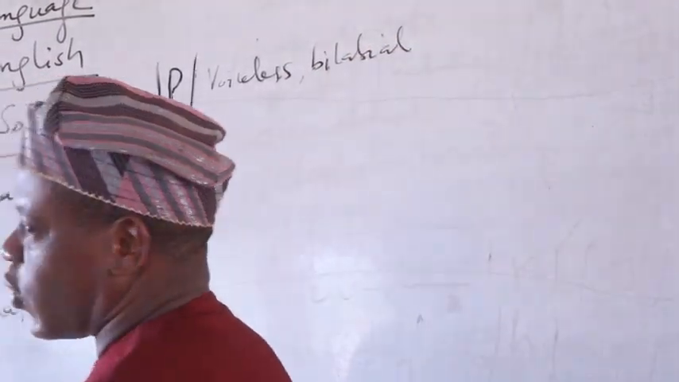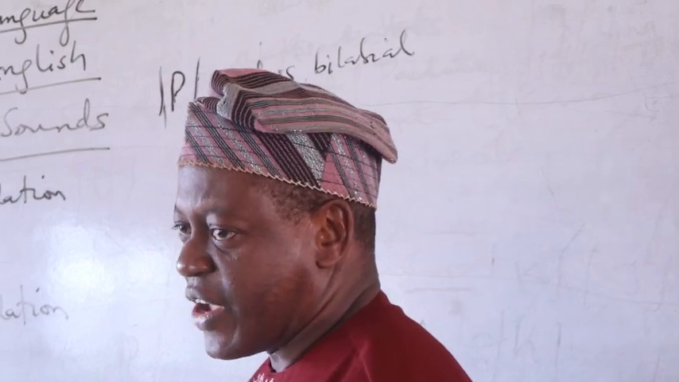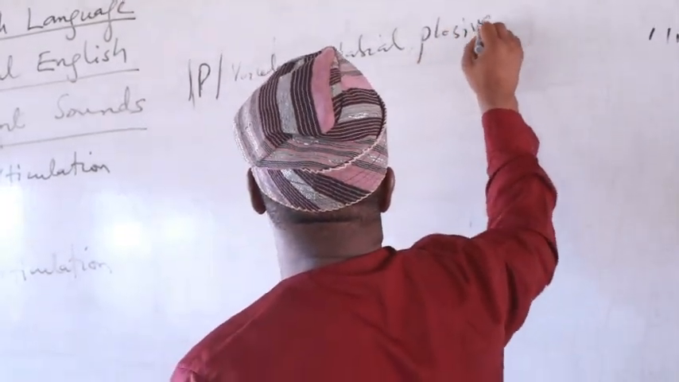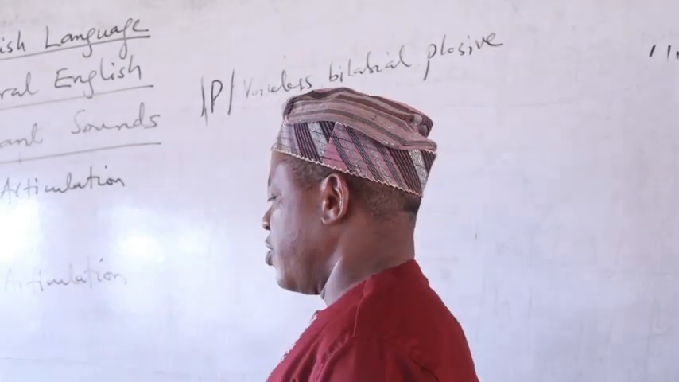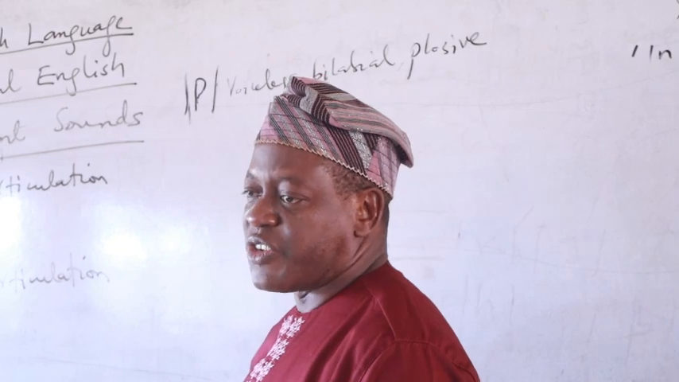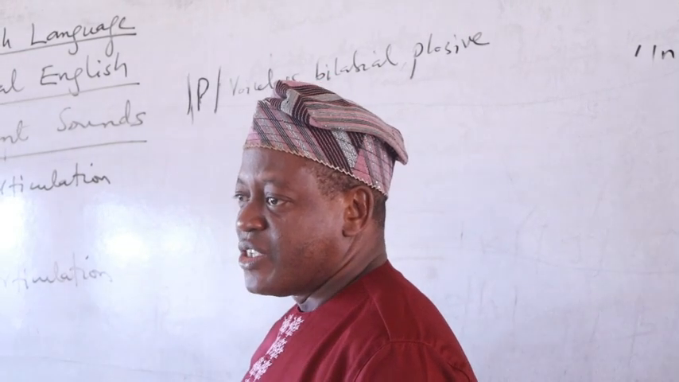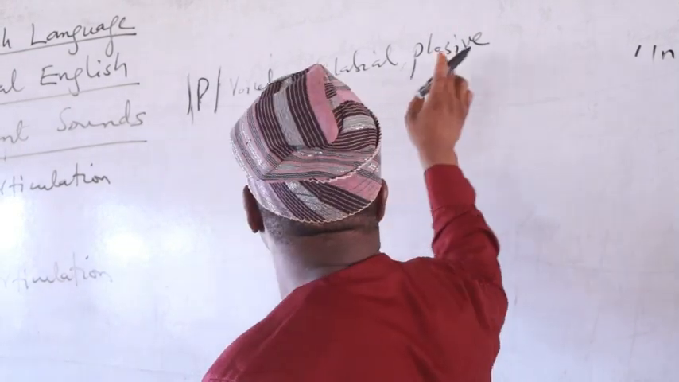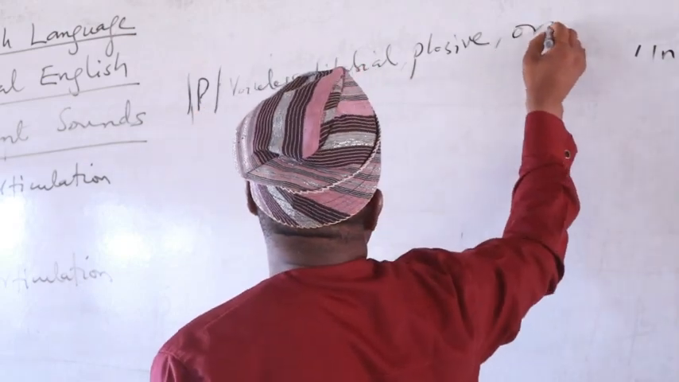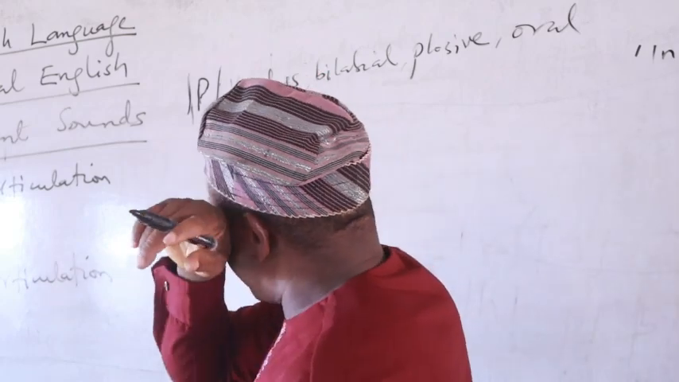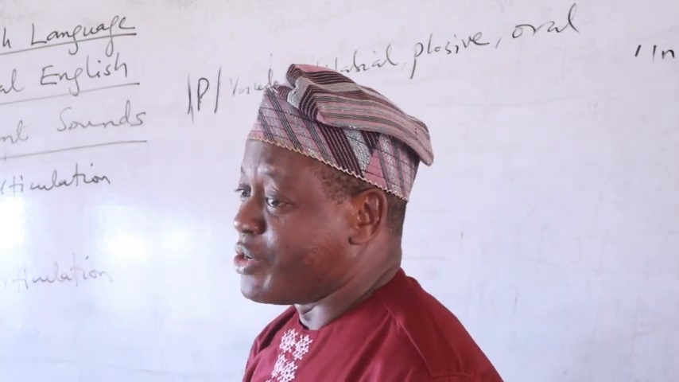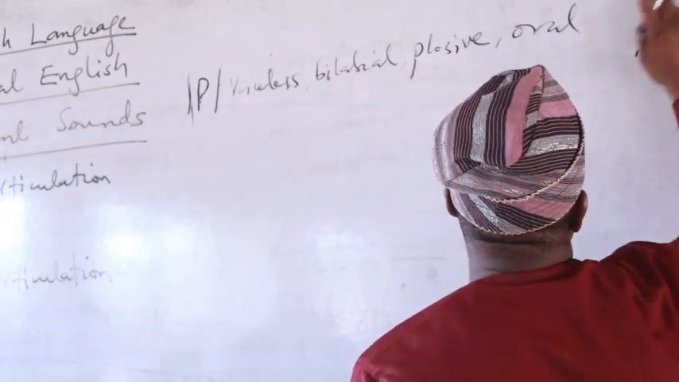Bilabial. What is the manner of articulation? Plosive. Okay. During the production of that sound, what is the position of the soft palate? Is this sound oral or nasal? Oral. Then, what is the source of airstream used in producing it? What is it?